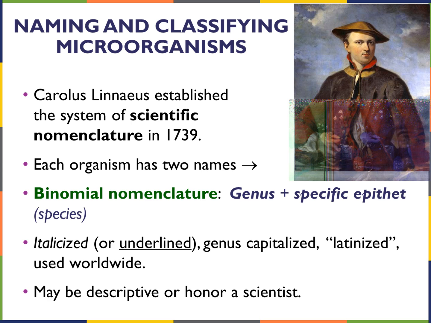So this is where each organism has two names. The prefix bi means two, so binomial nomenclature, a two name system. The genus is the first name, the specific epithet is the second name. Now the specific epithet is sometimes known as the species. If you notice, the genus is always capitalized, the specific epithet is never capitalized. If you are handwriting this, then it needs to be underlined. If you are typing this, then it needs to be in italics.